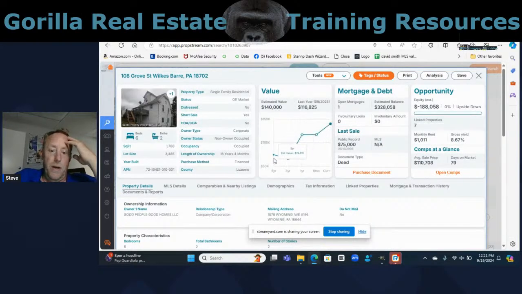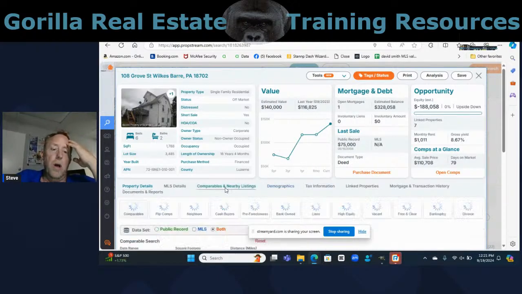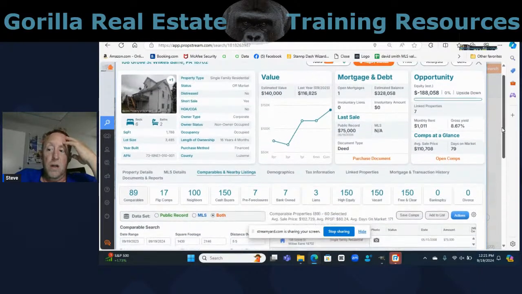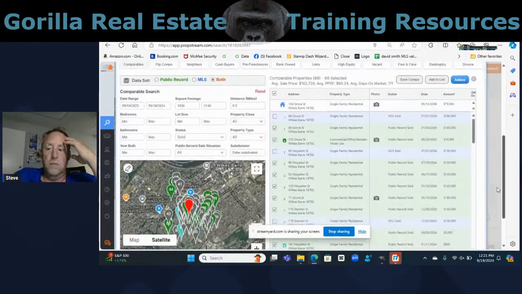We bought it down here, it dropped for a little bit, and then it came up here. So we're good. You go to comparables. And this is where you have some different choices. Flip comps, neighbors, public record, MLS, both. I like both. I like comparables. That's where I start. And then you have various things, and you can sort here.